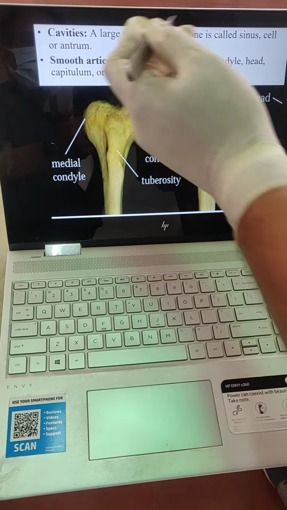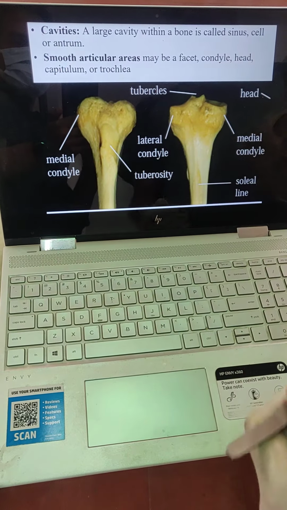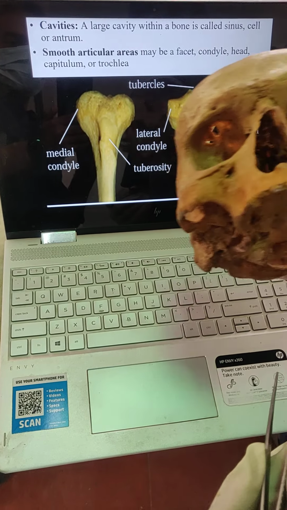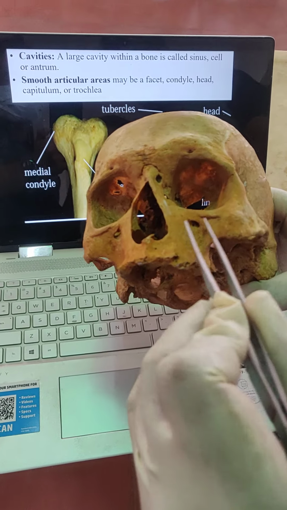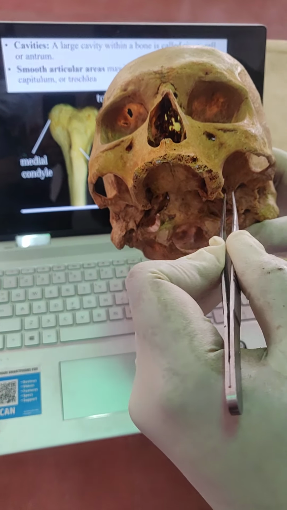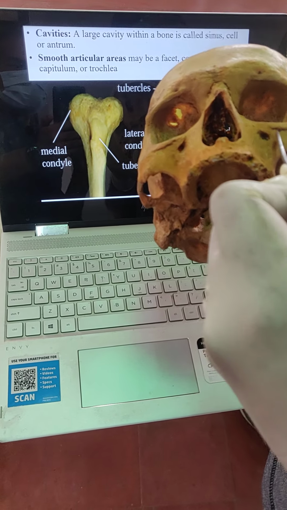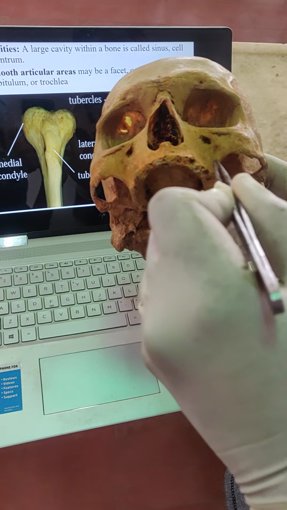A large cavity within the bone is called the sinus, or cell, or antrum. Here I will show you, this is the bone. This is our upper jaw, and inside there are the upper teeth. Just above it is the maxillary bone, and inside there is a hollow.